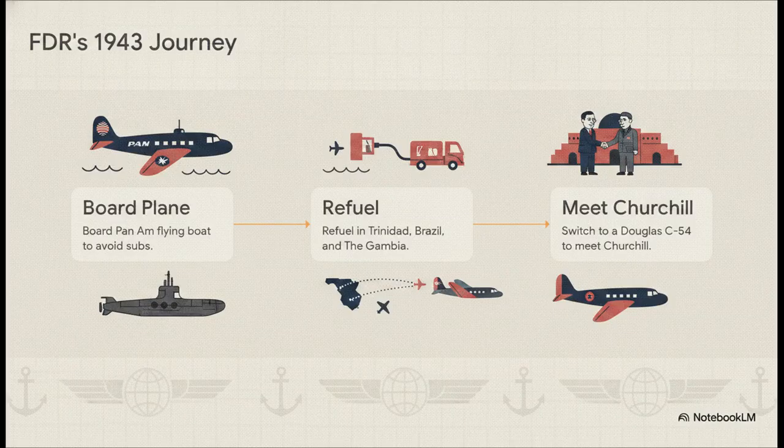And FDR's secret 1943 flight to Casablanca wasn't just some neat piece of aviation trivia. It was a highly dangerous, multi-stop tactical maneuver to avoid German submarines that were making the Atlantic way too dangerous for boats. He boarded a Pan Am flying boat, hopped from Trinidad to Brazil to the Gambia, and then switched to a Douglas C-54 just to meet Winston Churchill in Morocco. This daring journey laid the absolute groundwork for what we now know as Air Force One, proving they were willing to break literally any boundary to shape global history.